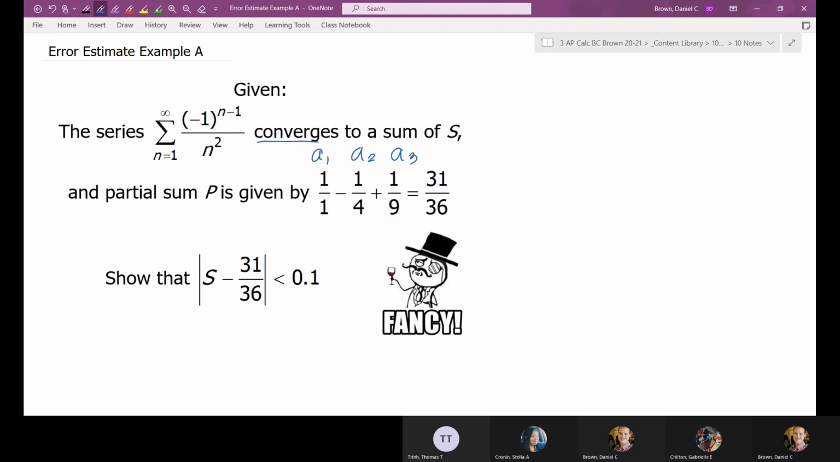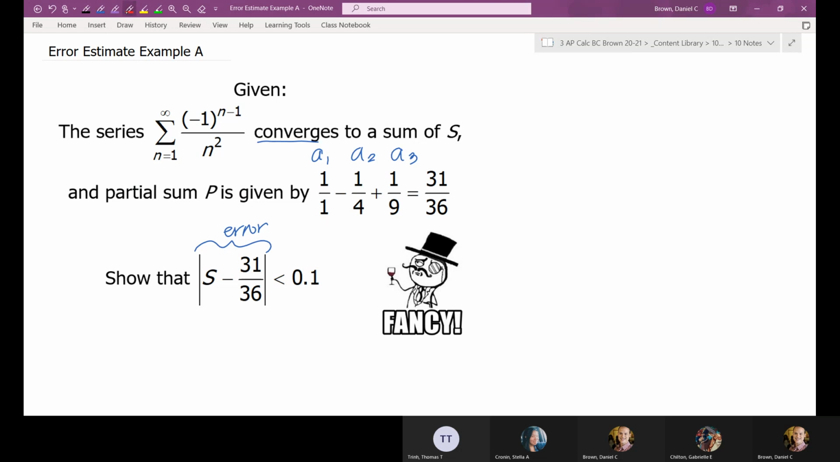We want to know how far off that 31 over 36 is from the actual sum, basically. And so it would just be worded like, hey, show that s minus that partial sum is less than 0.1. So what you want to be able to do is recognize this as that formula. So again, you're asking, hey, this is the error. Is that error less than 0.1?